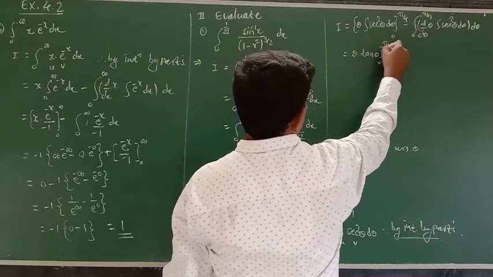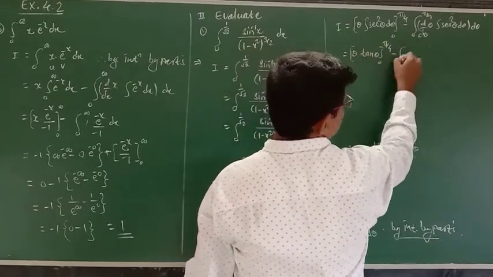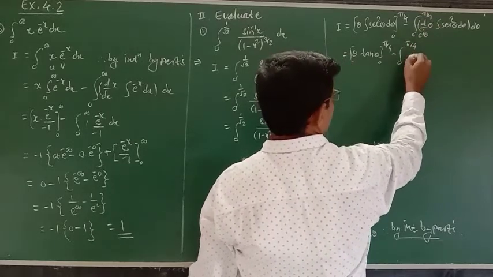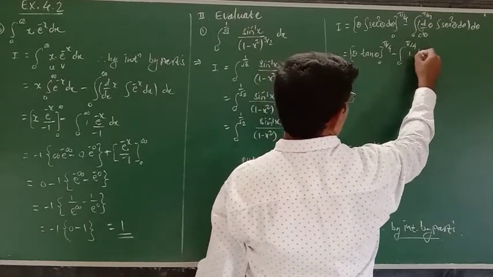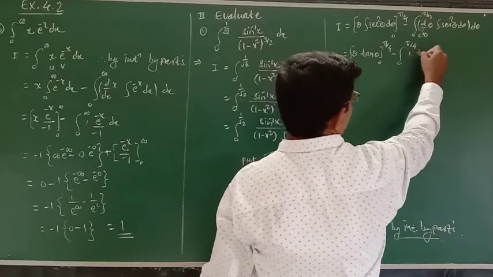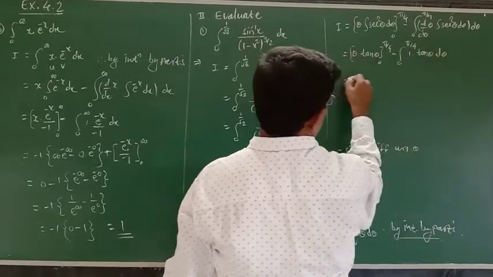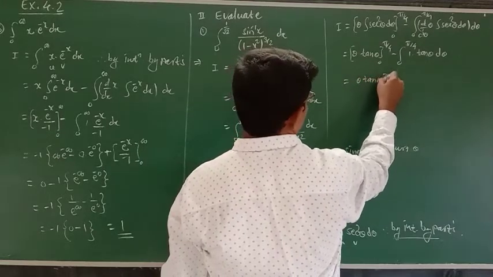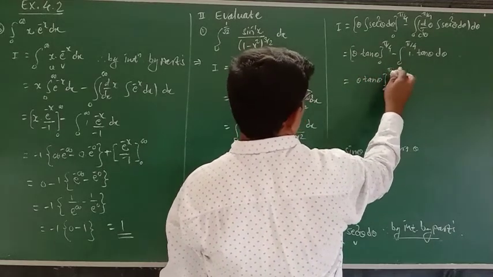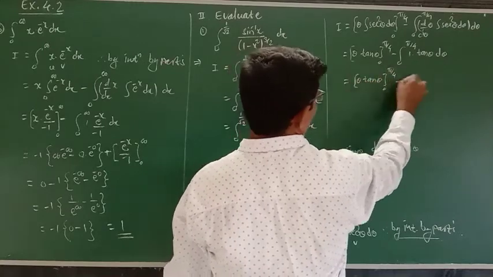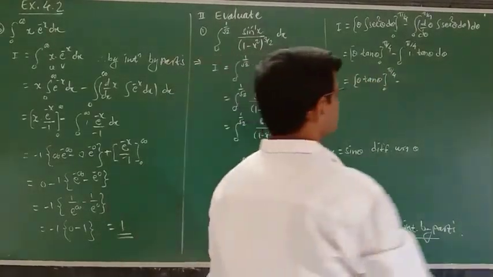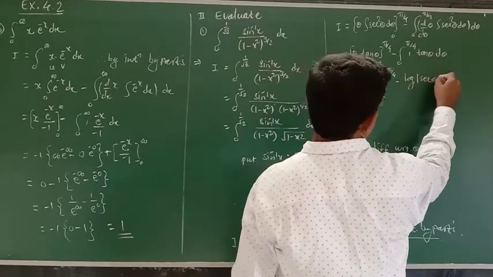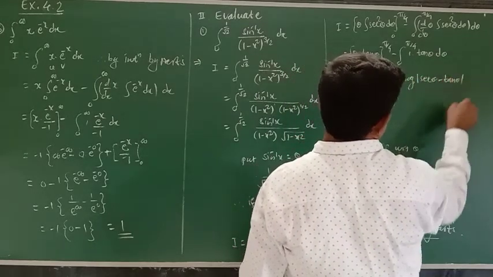0 to pi by 4 minus 0 to pi by 4. Derivative of theta with respect to theta is 1, into the integration of sec square theta, which is tan theta d theta. Here theta tan theta as it is, limits 0 to pi by 4, minus, what is the integration of tan theta? Integration of tan theta is log of modulus sec theta.